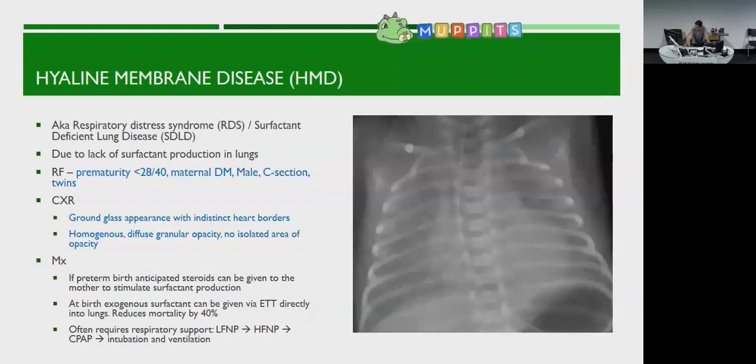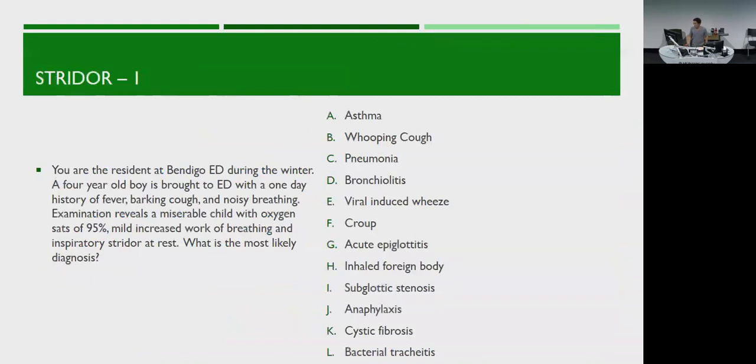And so from there, the management: if we can anticipate a preterm birth, we can give mom steroids, as you guys have probably done in women's already, so we can induce surfactant production in baby. If we do not anticipate this and it's an unexpected preterm delivery, we can put an ETT in and give surfactant directly into the lungs. And then we can support the ventilation via low flow nasal prongs, high flow nasal prongs, CPAP. Do they need to be admitted to NICU? Those sorts of things. Stuff making sense, guys? Cool. So now we're moving on to the next set of questions.